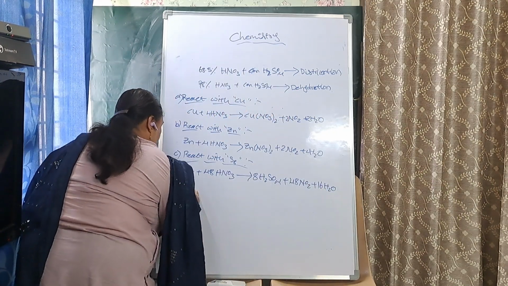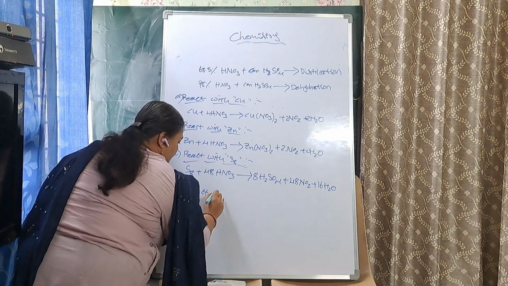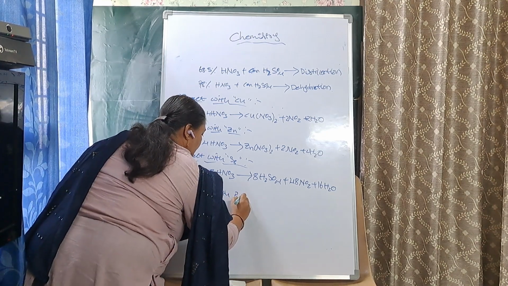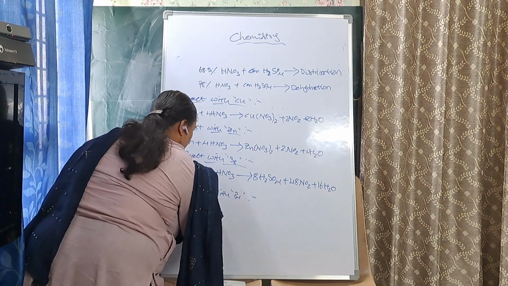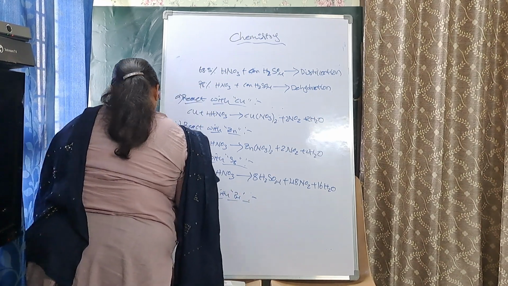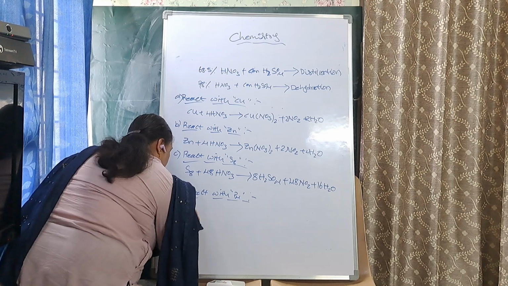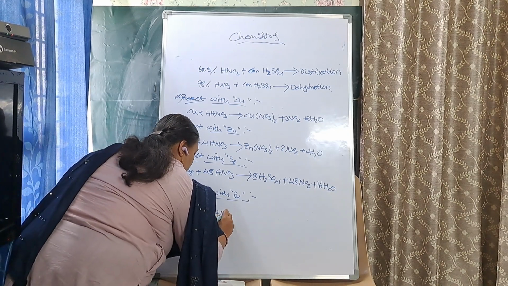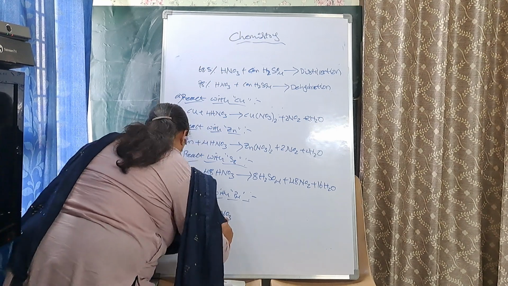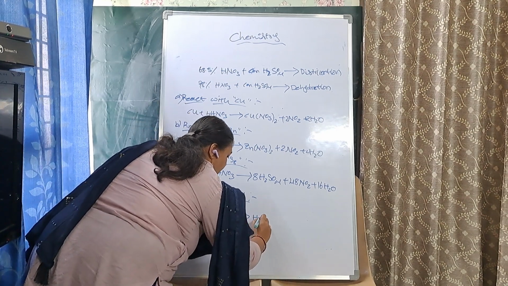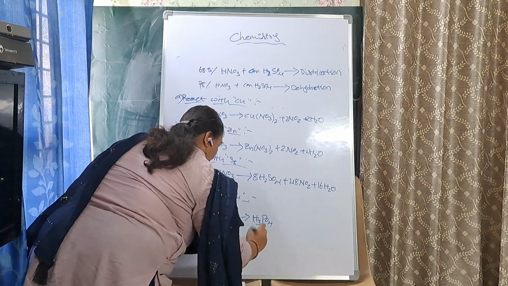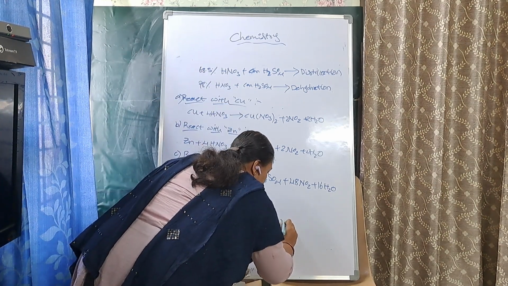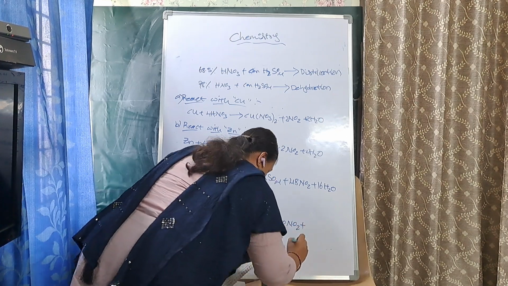Last, react with P4. When phosphorus, P4, reacts with nitric acid, we get phosphoric acid, H3PO4, plus nitrogen dioxide plus water.